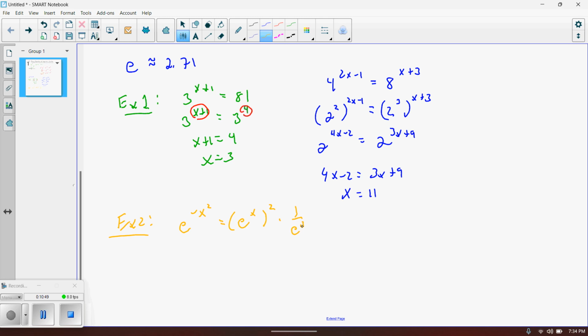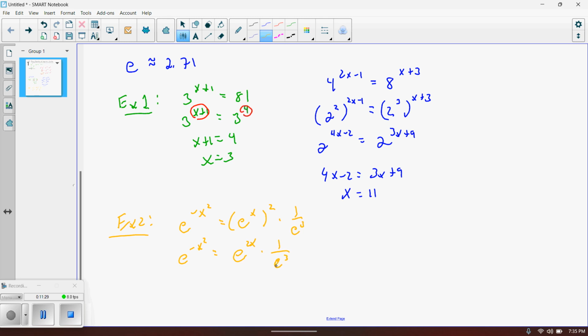Now just remember, e is a common base. It's a constant. It's just a base. It's greater than 0 and it's not equal to 1. So this is acceptable. So the first thing we can do is rewrite the right side using powers of exponents. The left side is pretty much fine the way it is for now. So we'll have e to the negative x squared. Let's go ahead and distribute the power of 2 to the e to the x. So we should get e to the 2x times 1 over e cubed.